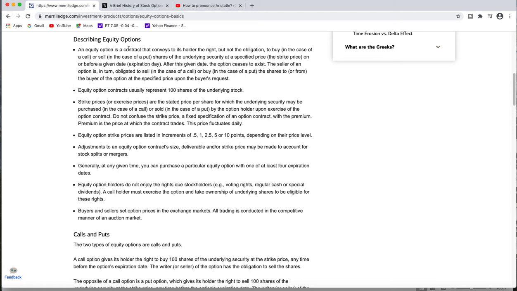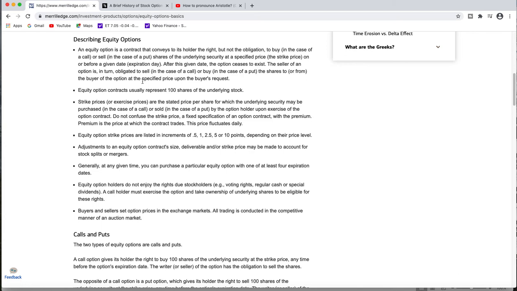Describing equity options. Here we go again. An equity option is a contract that conveys to its holder the right, but not the obligation, to buy. That's when you buy a call, or sell in the case of a put, shares of the underlying security at a specific price, the strike price, on or before a given date, which is called the expiration date. After the given date, the option ceases to exist. It dies. It just goes away.